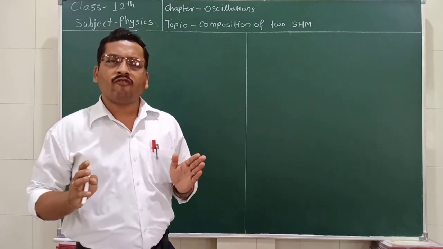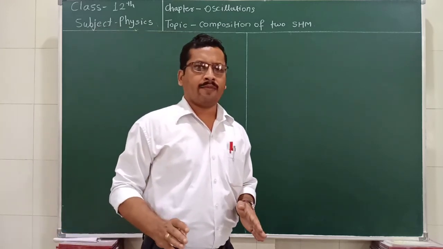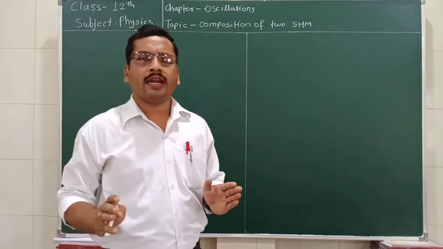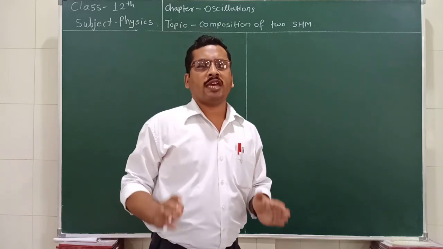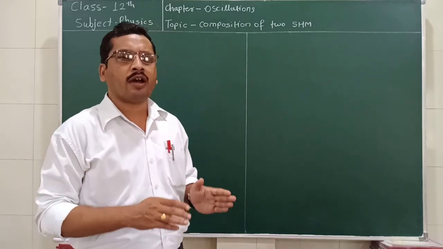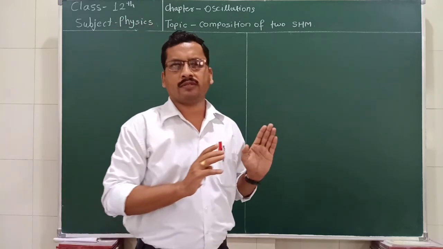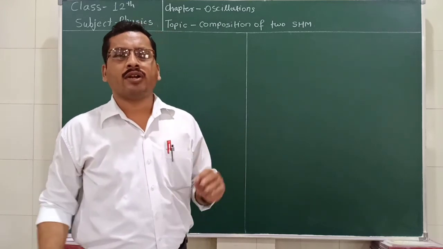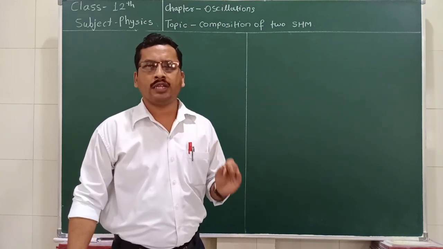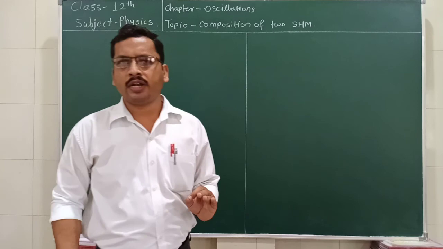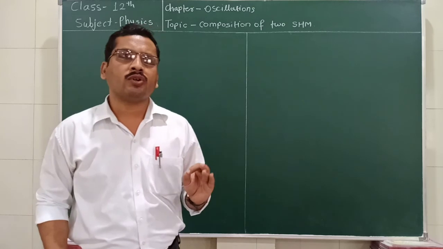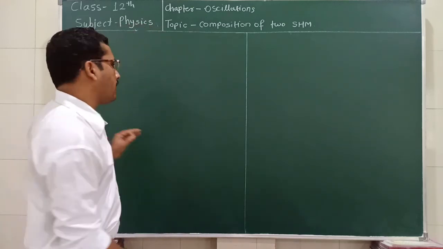Here we are considering two SHM having the same period, same frequency, and traveling along the same line in the same direction. We are considering that these two SHM are traveling along the x-axis, but they have different amplitude and different epoch or initial phase, meaning they start from different initial angles. So here we are going to consider two types of SHM.